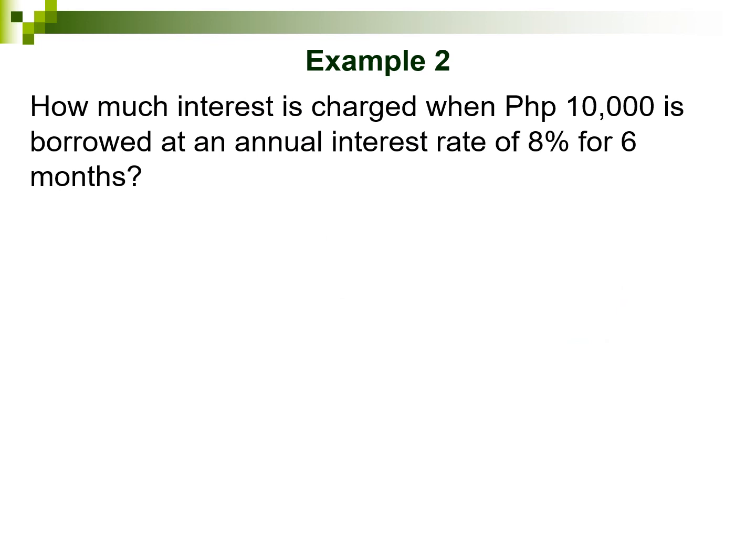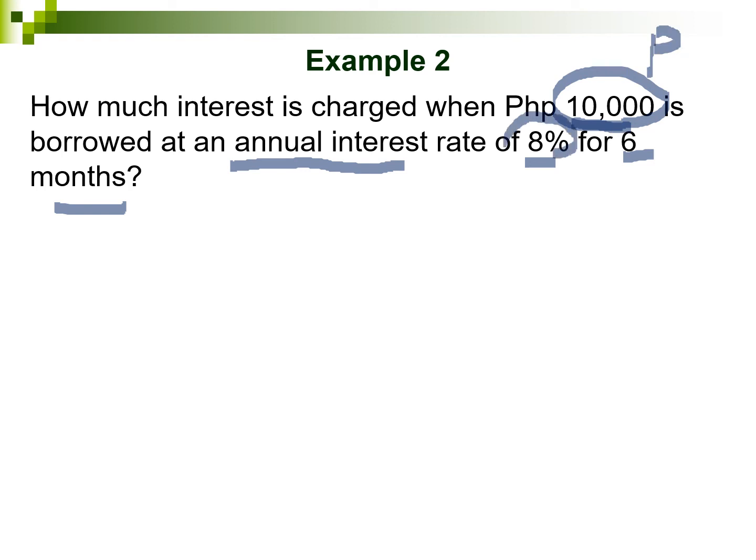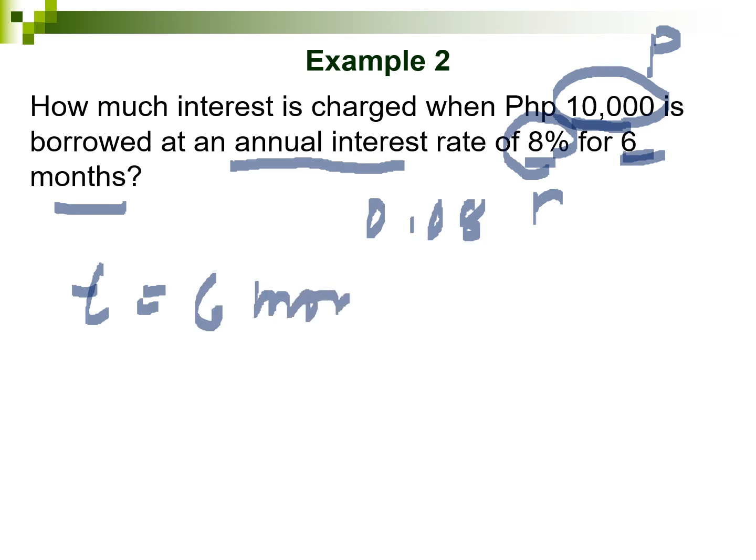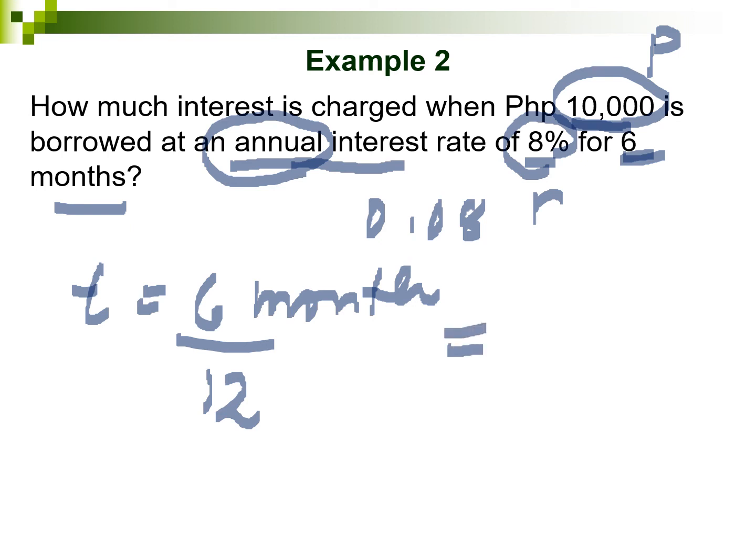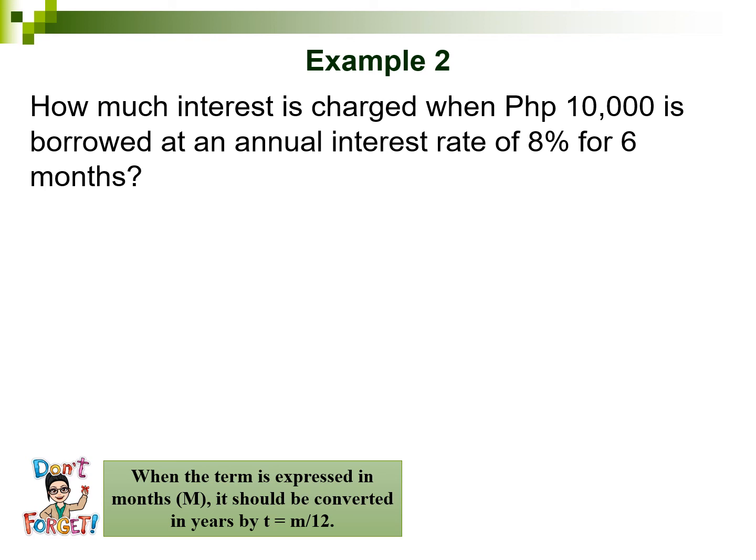Next, let's have example number 2. How much interest is charged when 10,000 pesos is borrowed at an annual interest rate of 8% for 6 months? So here, 10,000 pesos is the principal, 8% is the rate, which is the same as 0.08. And the time is 6 months. So take note, time is in 6 months, but the interest is in terms of year, annual interest. When you see this, you have to divide it by 12 because there are 12 months in a year. So 6 over 12 is equal to 0.5 or 1/2. If time is in terms of months, you have to divide it by 12.